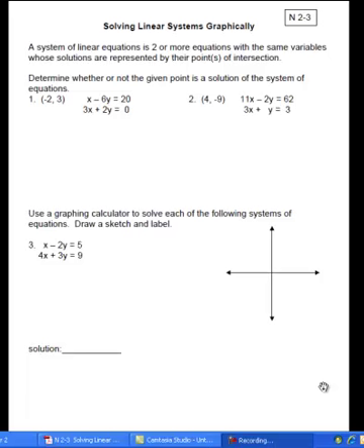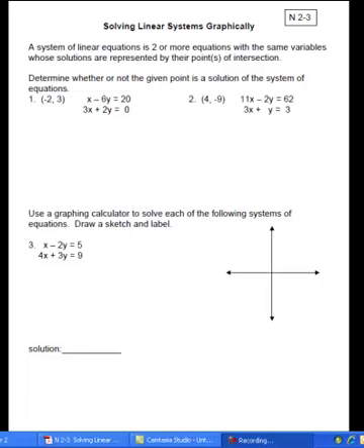And where they cross, their point of intersection, is the solution for that system of equations. So the solution is a point. It's an x value and a y value.